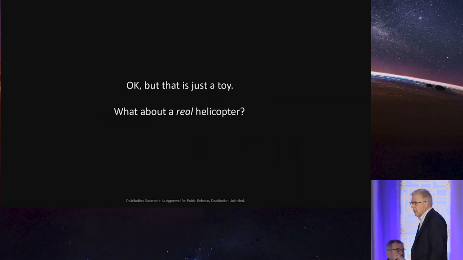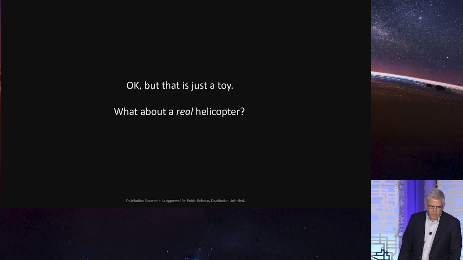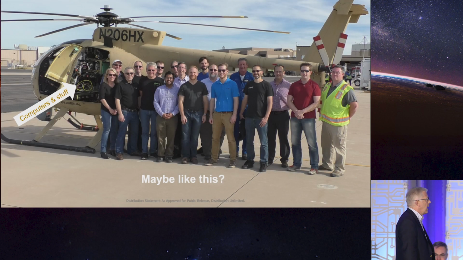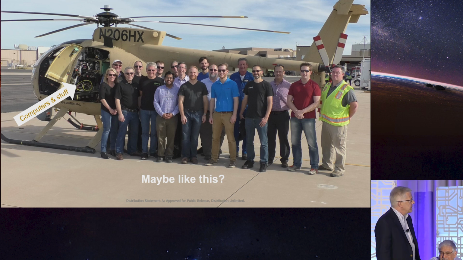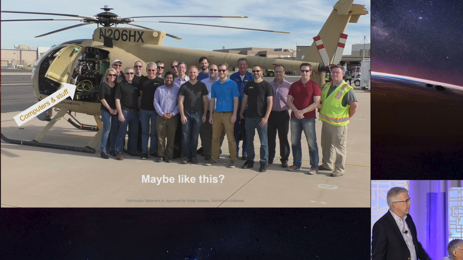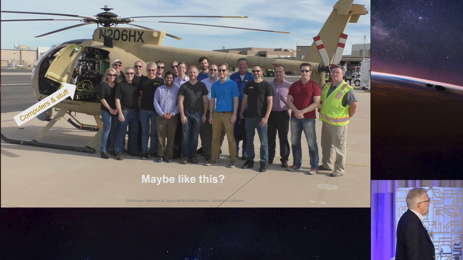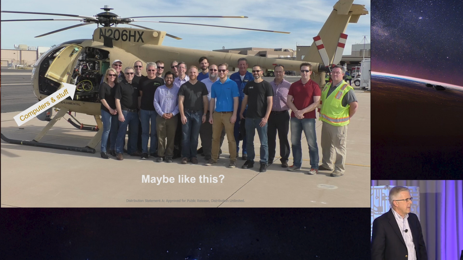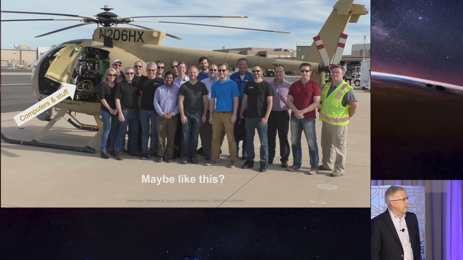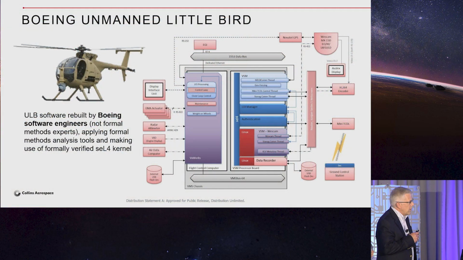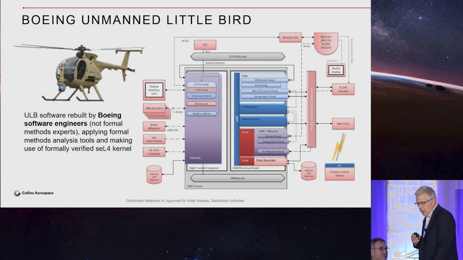Okay. So that's cool. That's a toy. What about a real helicopter? Maybe like this one. So this is our Boeing unmanned Little Bird helicopter, which is a real helicopter. Usually there's dudes with guns in the back there, but now it's all full of computers. Somewhere in the very middle of that picture, you'll see our friend Doug Stewart from Boeing, who's with us today, and he was the Boeing lead for this activity. But we wanted to show that you could do this on a real vehicle as well.